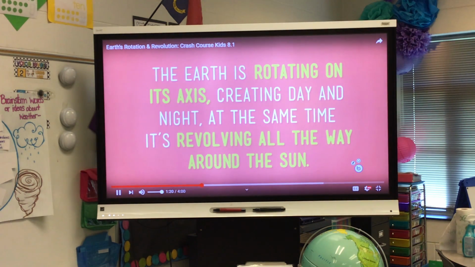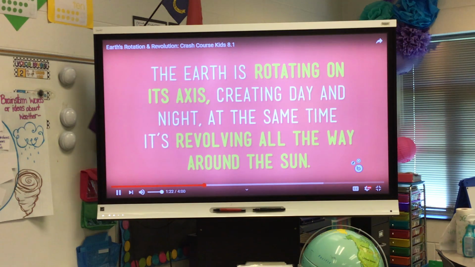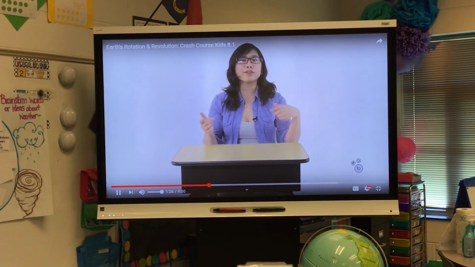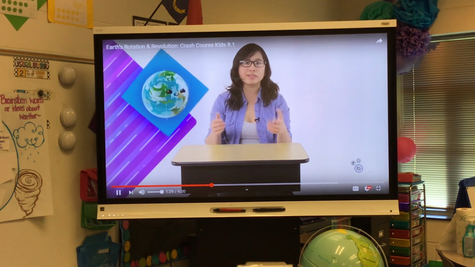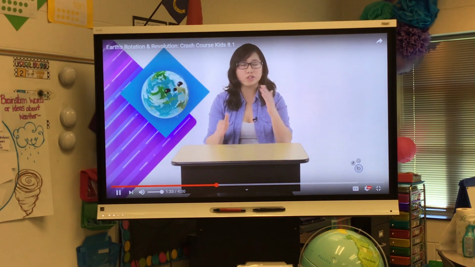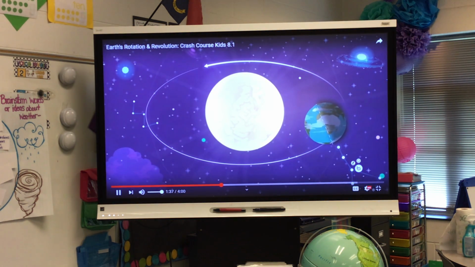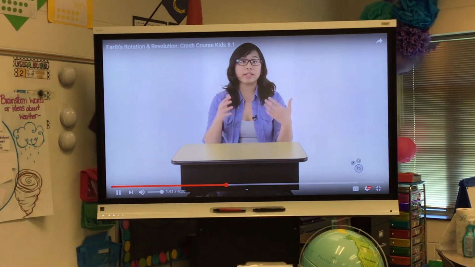The Earth is rotating on its axis, creating day and night, and at the same time, it's revolving all the way around the sun. Now here's the thing. As the Earth is both rotating and revolving, it's not sitting straight up and down. Its axis is actually tilted, just a little. It's not all that much, but this tilt causes one part of the Earth to lean towards the sun, while another part of it is leaning away. This means that different parts of our planet's surface get different amounts of sunlight and heat.